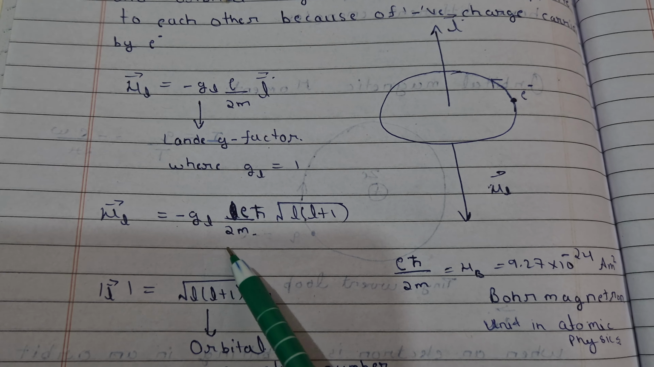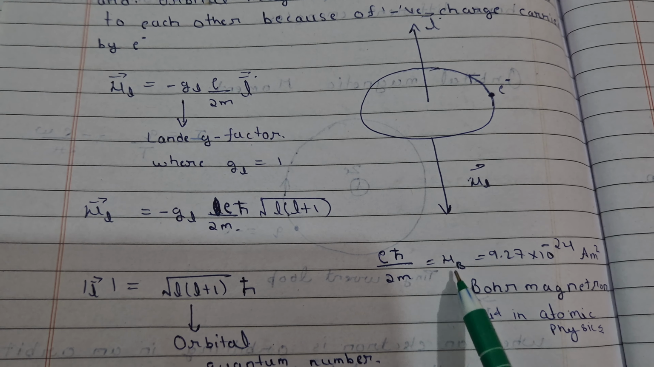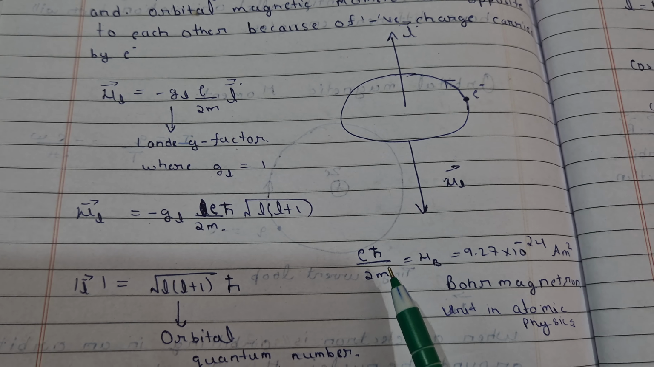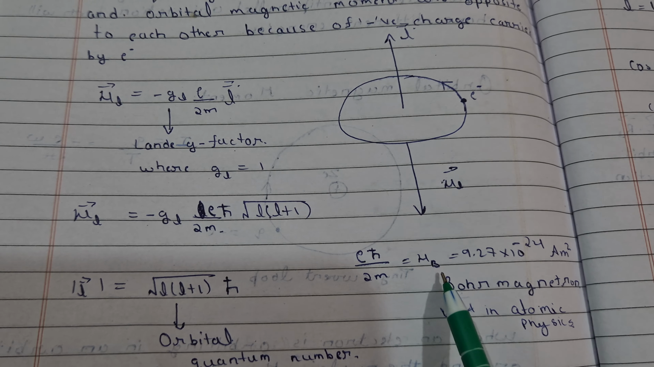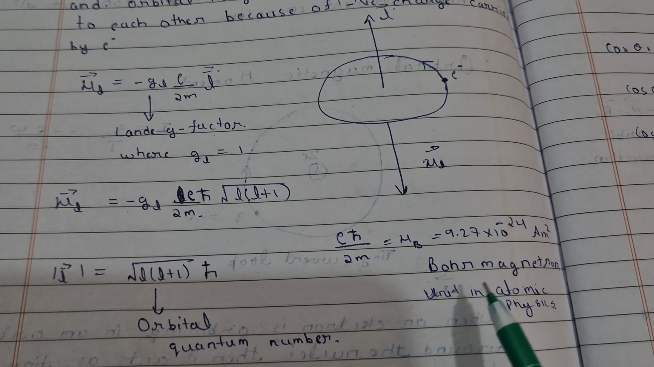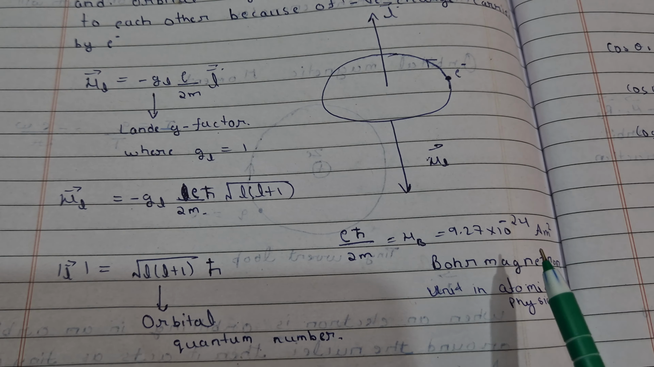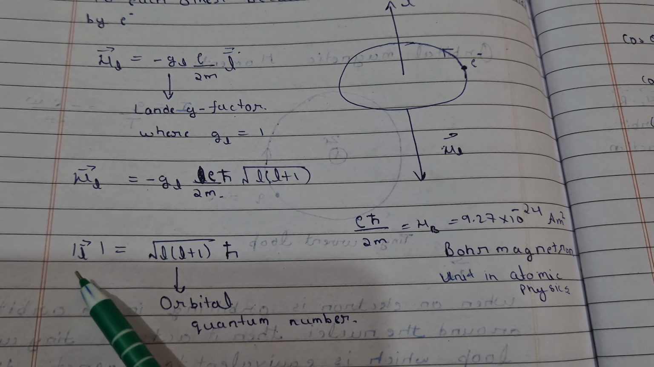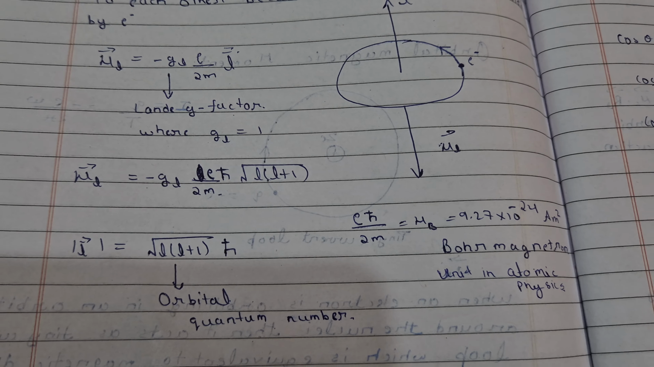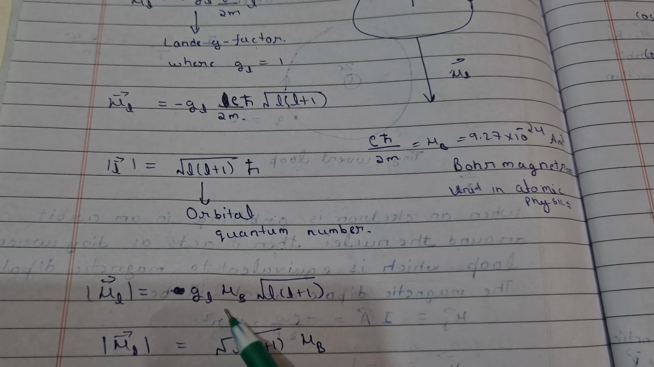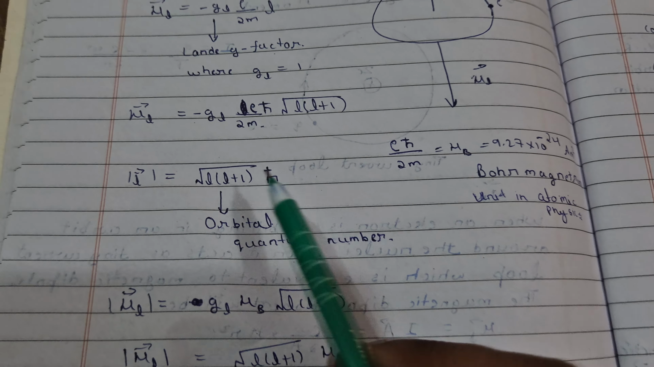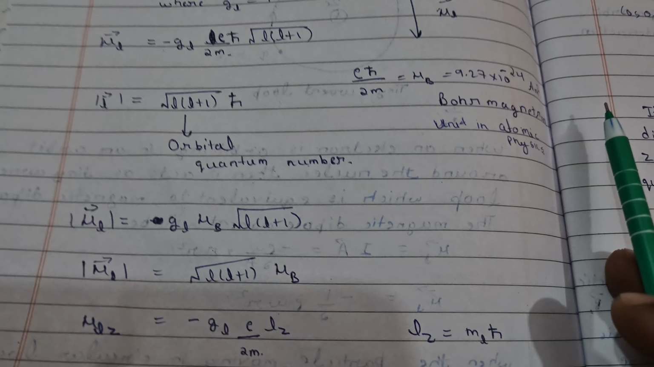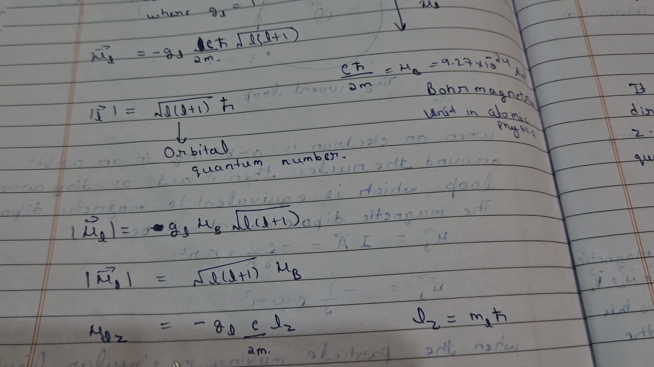Now e h cut by 2m, if you find the value, is your Bohr magneton, and it is nothing but a magnetic moment. Its units are those of magnetic moment, that is ampere meter square. This is a constant value, so we just use it directly as mu B, and we call it the Bohr magneton. This is the unit we use in atomic physics, and there is a nuclear magneton that we use in nuclear physics. Now L will be under root L into L plus 1 times h cut, and this L is the orbital quantum number. So this formula reduces to G L mu B under root L into L plus 1, which is the magnitude. Now G L is 1 for the orbital magnetic moment, so the formula will be this. These are the values of magnetic moment which can be achieved for the electron.